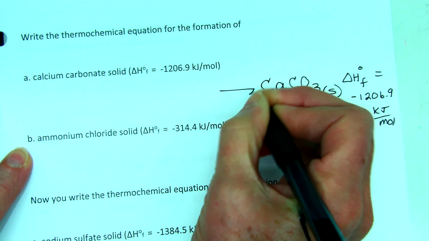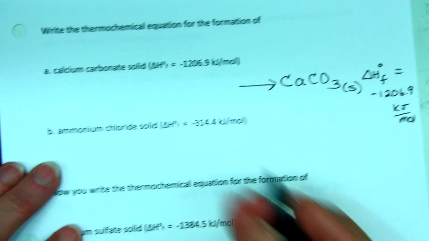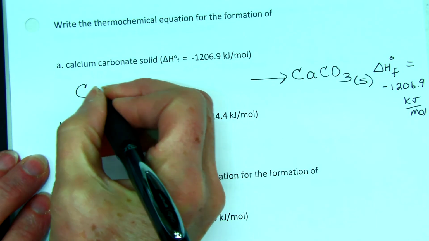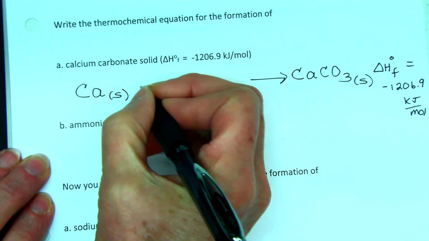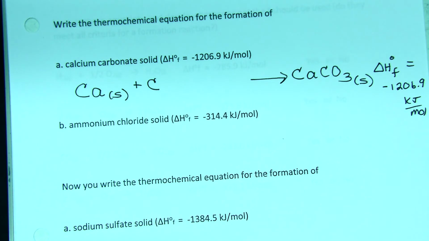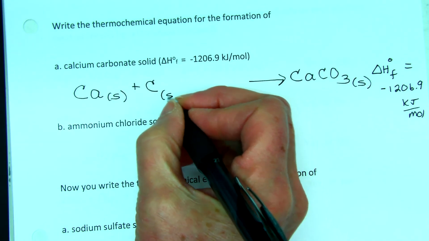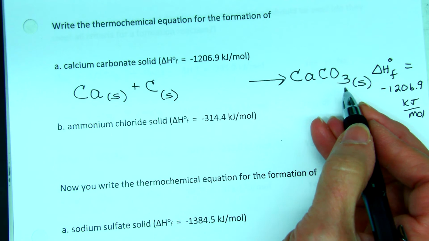Now I have to figure out, how do I make this? I have to make it from elements in their natural states. So I look to my periodic chart. Calcium is a metal. It's black on the periodic chart, so it is a solid in its natural state. I need 1 carbon. Carbon is an element in its natural state that just comes as a solid. And I need 3 oxygens.